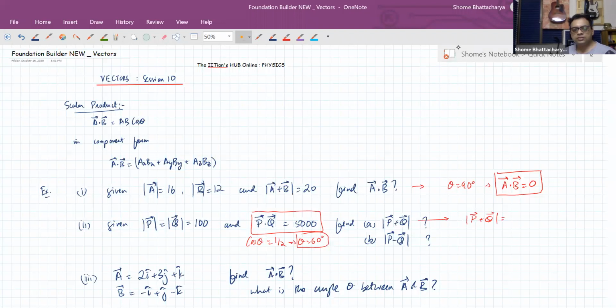Yes, Hitanshu answer is correct. Om, your answer is yeah, correct. 100 root 3 and square root of 1500. Yes, correct. 100 root 3 and mod P minus Q will become 100. So these are your final answers.